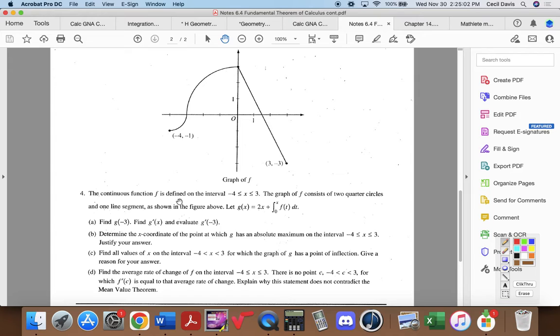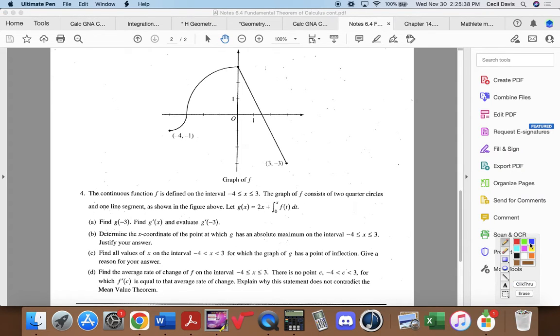The continuous function f is defined on the interval from -4 to 3. The graph consists of 2 quarter circles and 1 line segment as shown in the figure above. So quarter circle, another quarter circle, and a line. Let g of x be equal to, oh, not just an integral defined function. Oh, no, that wouldn't be enough. They had to toss in this 2x here. So g of x is 2x plus the integral from 0 to x of f of t dt.